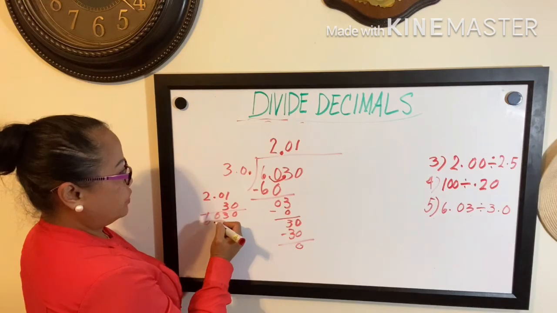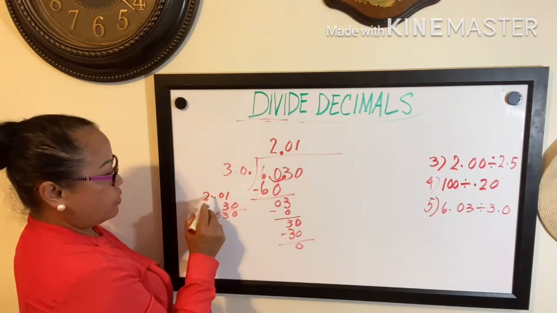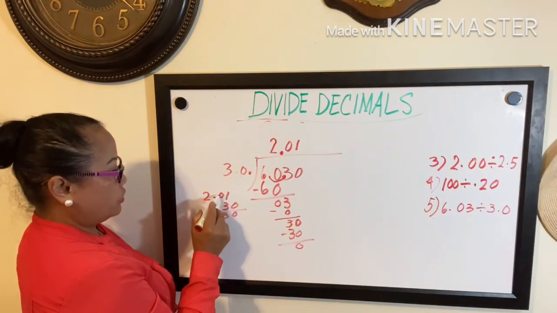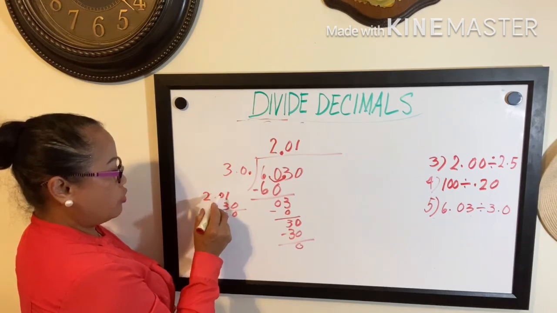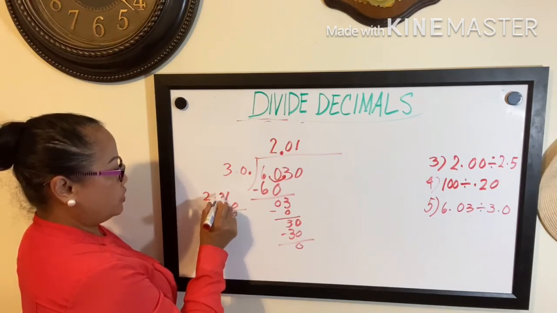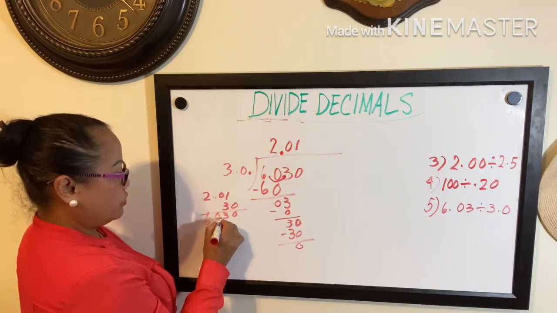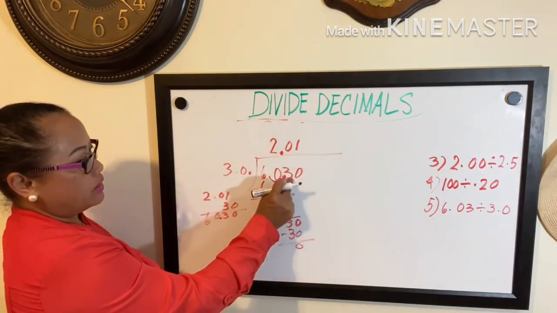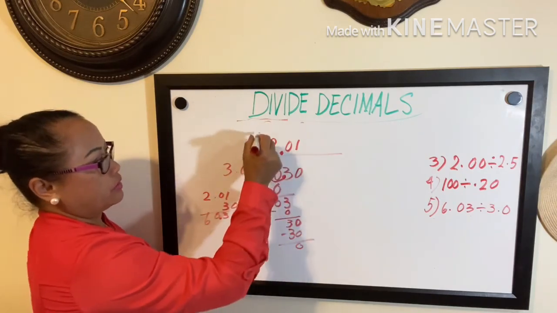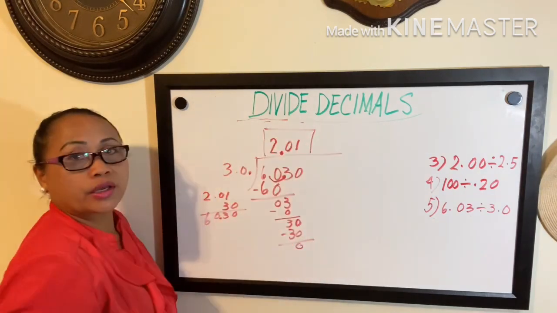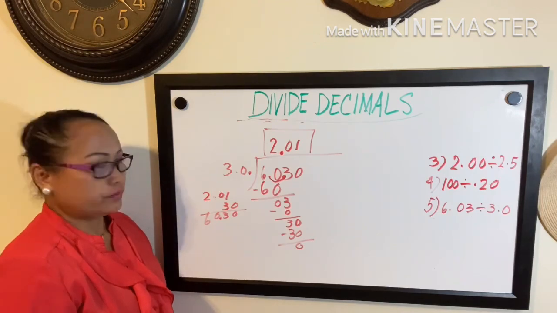0.306. Okay, and then we'll count the decimal places, 1, 2. After the decimal, how many places value? There are 2. 1, 2. Then we'll count here also, 1, 2. Like that. So we got the correct answer. Our final answer is right.